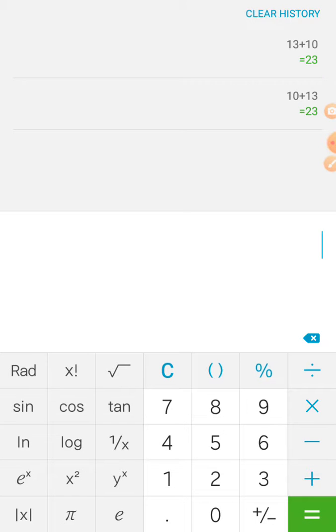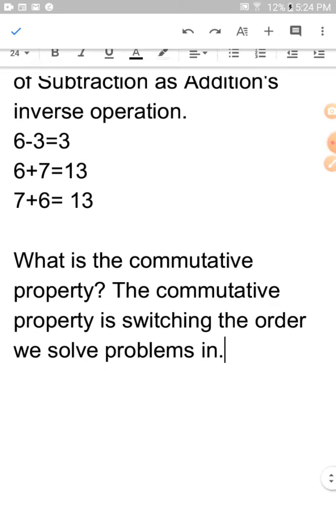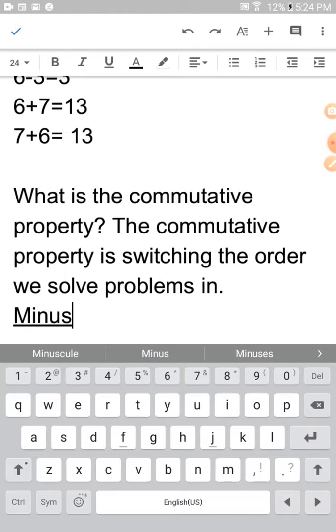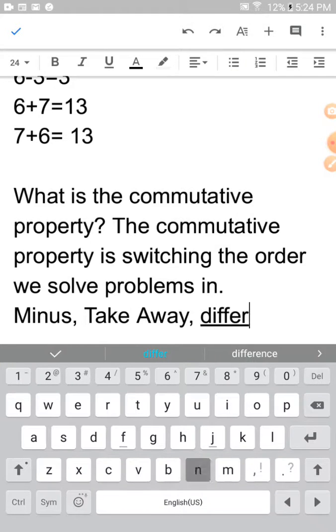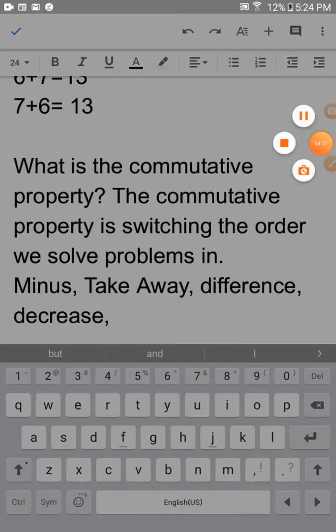So now that you guys understand that, like in the last video, we're going to find the key words in solving problems. Now, I'll give you the basics. You might know these basic subtraction words: minus, take away, difference, decrease. Let's see, there are even more subtraction words. In fact, I think it's better if I show you.